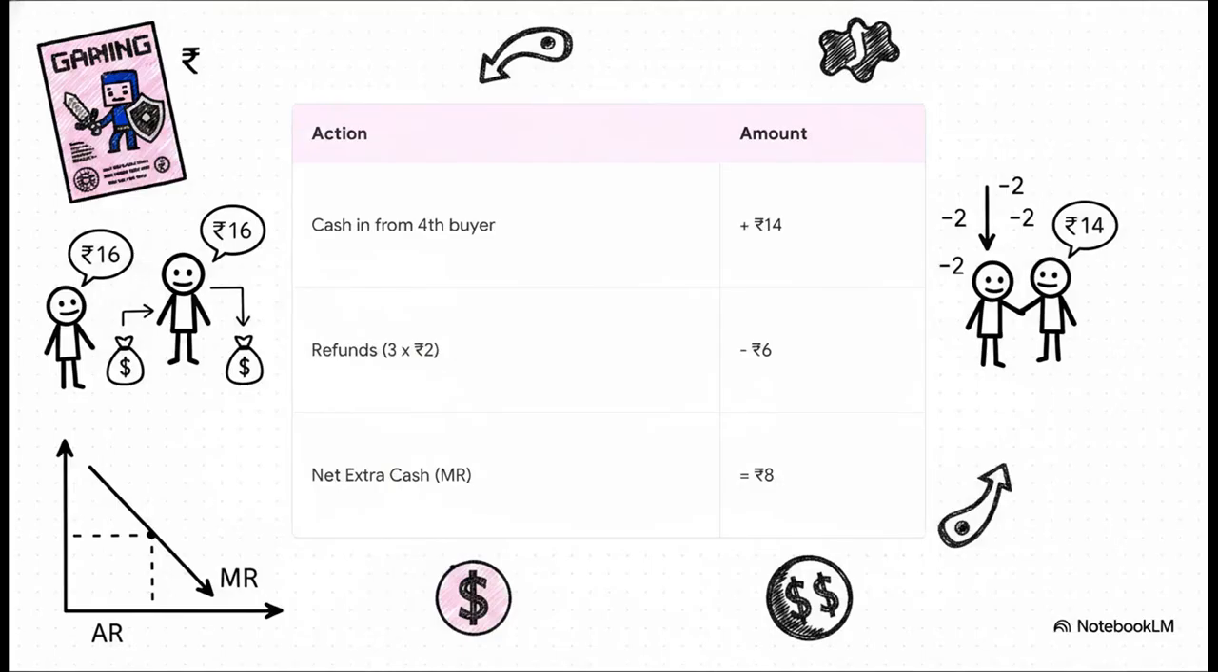Let's make this crystal clear with an out-of-the-box example. Picture this. You're selling custom gaming posters. You successfully sell 3 of them for 16 rupees each, making 48 rupees. Awesome. Then a 4th buyer walks up, but they're only willing to pay 14. You really want to make that sale, so you drop your price. But here is the massive catch. Because the market demands a single price, you effectively have to refund 2 rupees back to each of your first 3 buyers so everyone gets that same 14 rupee deal. You get 14 from the new buyer, sure, but you got to hand back 2 to buyer 1, 2 to buyer 2, and 2 to buyer 3.